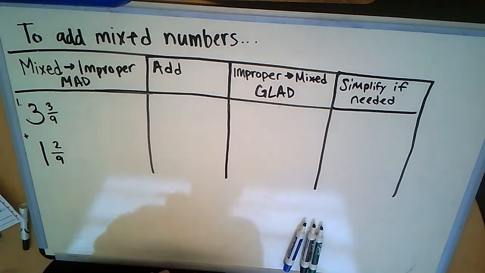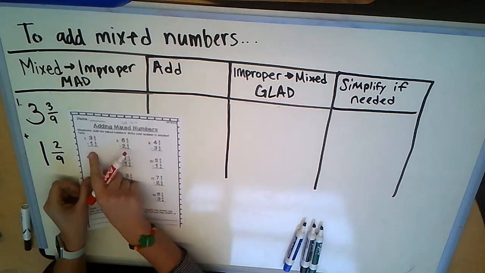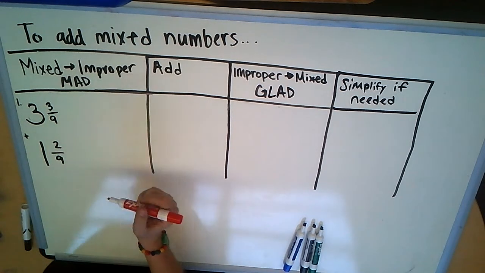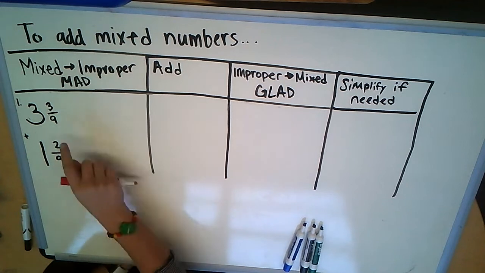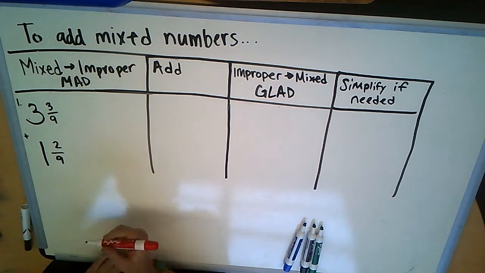All right, the first step, we are doing number 1 on your homework tonight. That's 3 and 3/9 and 1 and 2/9. So the first thing we're going to do is change them both from mixed to improper by using the MAD step. So the first thing we need to do is multiply.